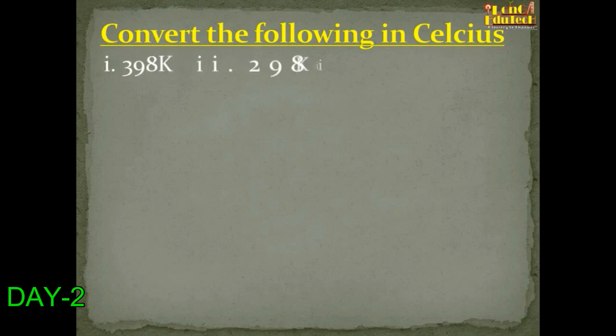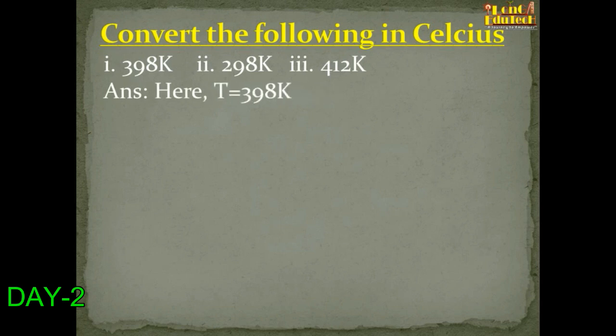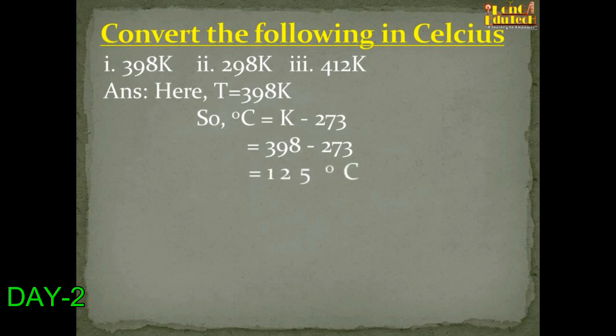Some examples are given here. The first one is temperature in Kelvin given as 398 Kelvin. So the formula is degrees Celsius equal to Kelvin minus 273. This formula you have to keep in mind. If you want to convert into degrees Celsius, K minus 273. So Kelvin is 398 minus 273, then how much does it become? 125 degrees Celsius. Okay.